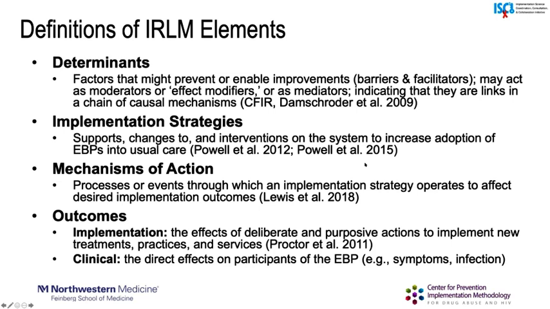In the implementation research logic model, there are a number of different outcomes. We differentiate the implementation outcomes from the clinical outcomes. The implementation outcomes are the effects of deliberate and purposive actions to implement new treatments, practices, and services. The other side is the clinical outcomes, and these are the direct effects on participants of the EBP, or the patients. So this is really patient or participant level symptomatology, functioning, as well as things like new infections.